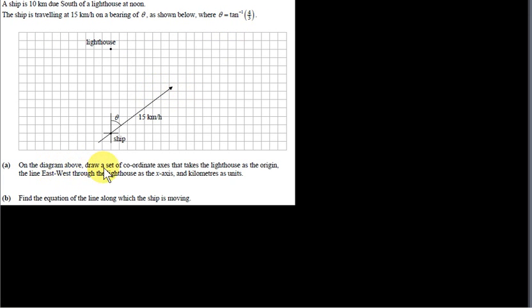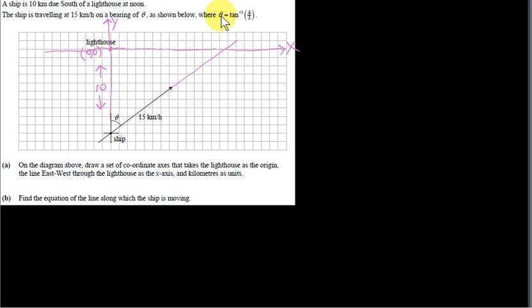On the diagram above, draw a set of coordinate axes that take the lighthouse as the origin, the line east-west through the lighthouse as the x-axis, and kilometers as units. So here's east-west, or west-east. It's our x-axis. Here's the origin, where the lighthouse is. It is coordinate 0, 0. The ship is 10 kilometers south of the lighthouse.